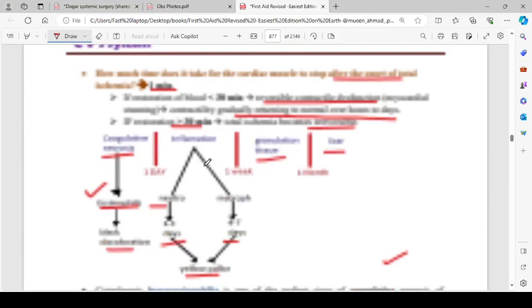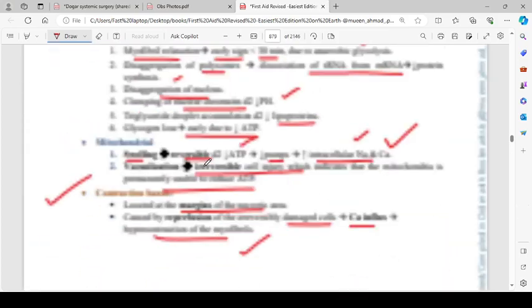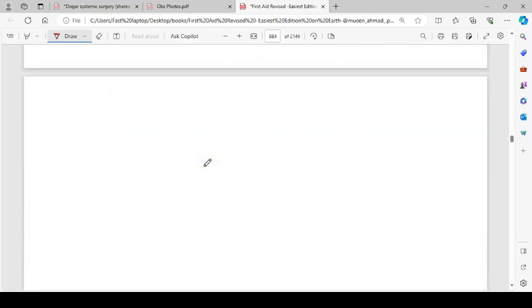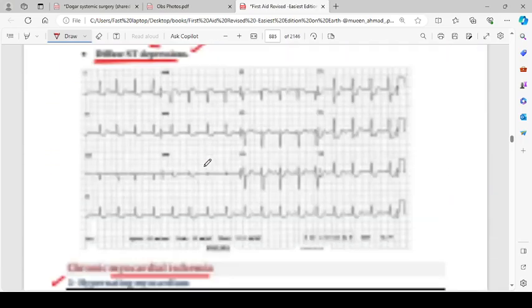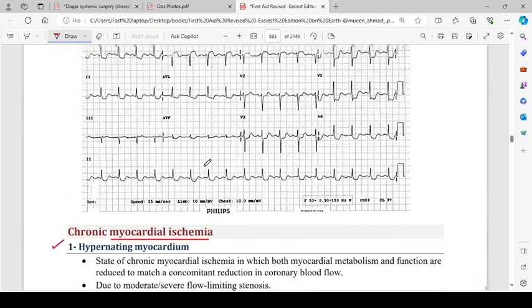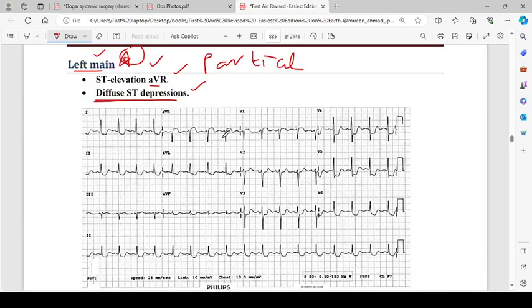So that is why there is diffuse ST depression, because there is subendocardial infarction because of partial occlusion of the left coronary artery, right? So as far as I can understand this, the problem is that because of partial occlusion of the left coronary artery, there is ST depression diffusely in all the leads. Like you can see ST depression here, here, here.